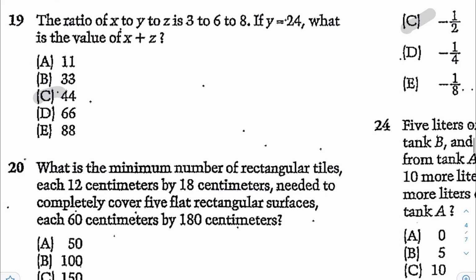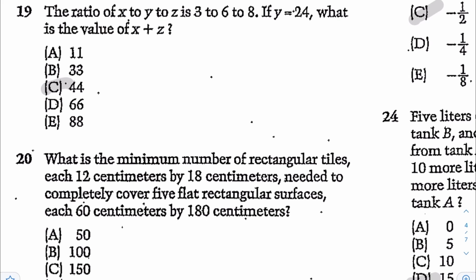All right, next for question number 19. The ratio of x to y to z is 3 to 6 to 8. Now, if y is equal to 24, what's the value of x plus z? So you have a ratio here, and a ratio is just like a fraction, except you write it a little differently. Use a colon symbol here. X to y to z is in a ratio of 3 to 6 to 8.